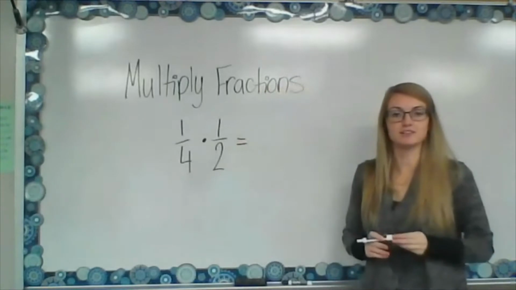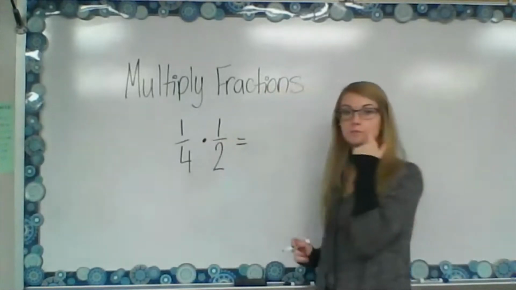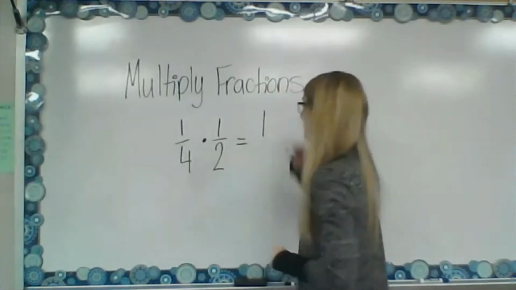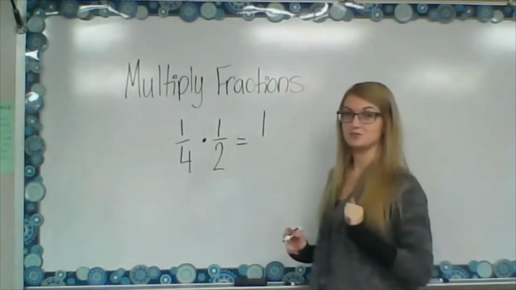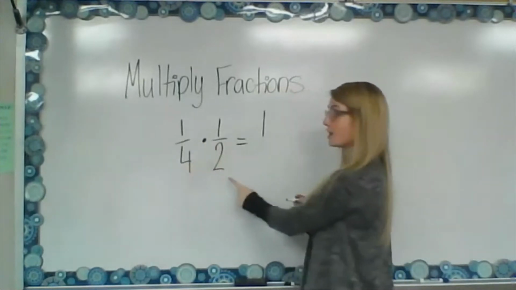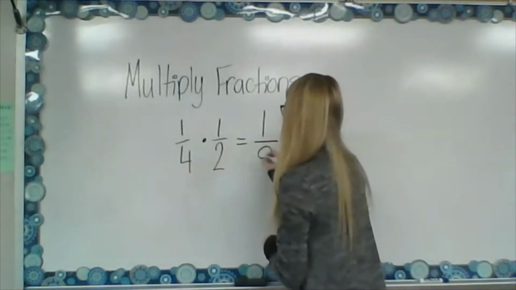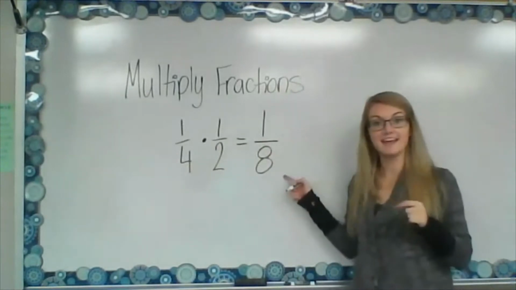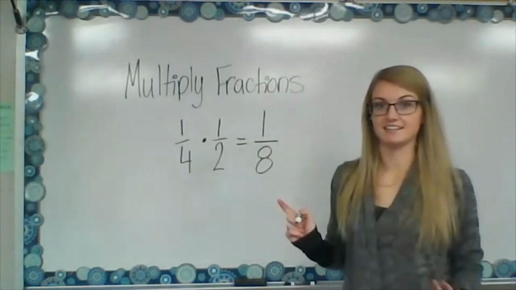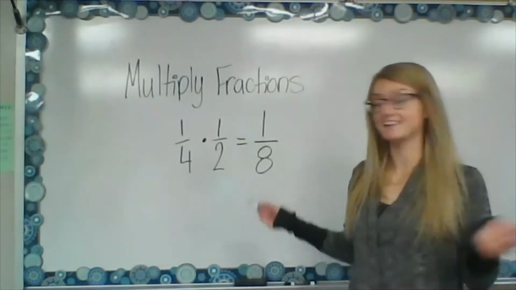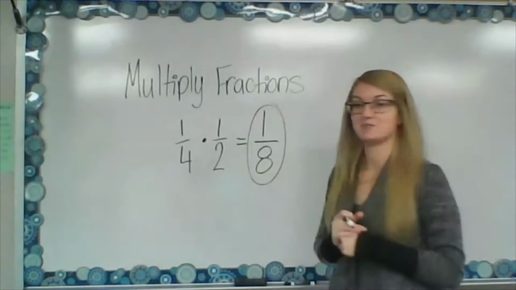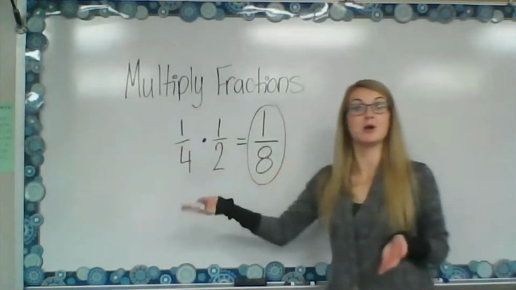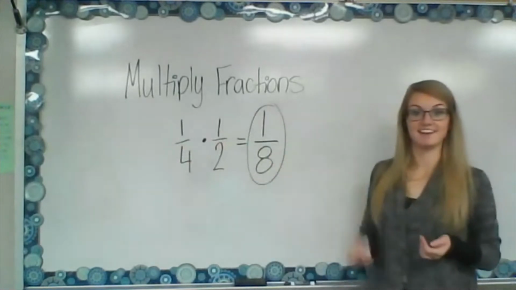You take the numerators and you multiply them straight across. So what's 1 times 1? 1, and then we do the same with the denominators. What's 4 times 2? 8. Can I make 1/8 any smaller? Can I simplify it? No. So that's it. 1/8. That's all you're doing. Multiply the numerators, multiply the denominators, and that's your answer.